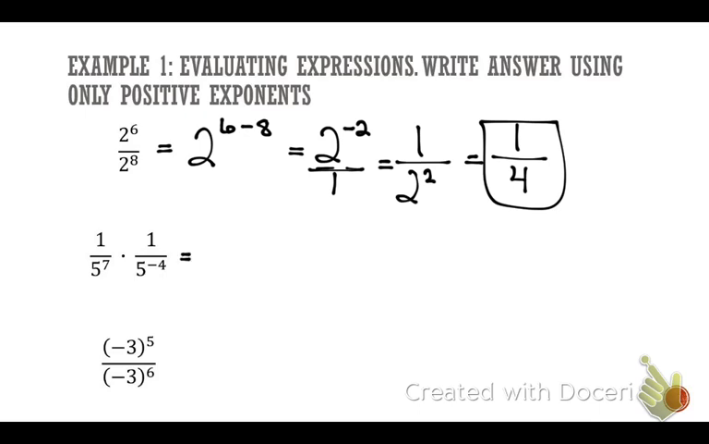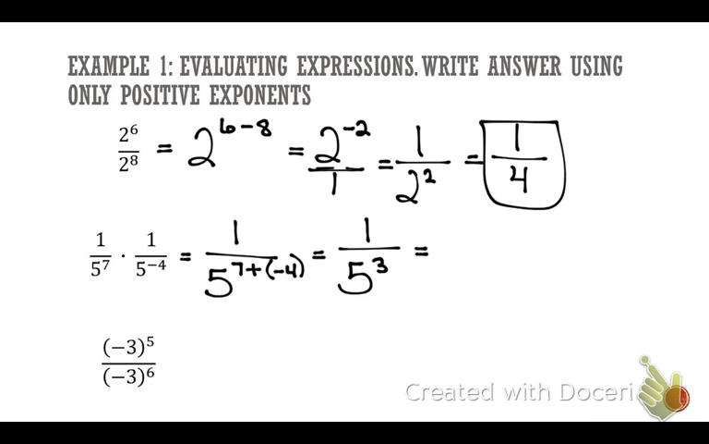This next one presents in a different way because now I have 2 fractions being multiplied by each other. Well, remember our rule for multiplying fractions: numerators times denominators. 1 times 1 is what? 1. Okay, so on the bottom, 5 is my common base, and then 7 plus negative 4. I can add my exponents. What's 7 plus negative 4? 3. So I have 1 over 5 to the 3rd power.